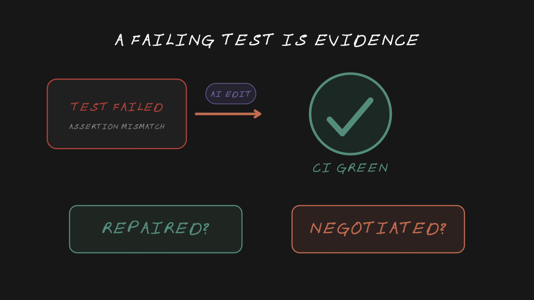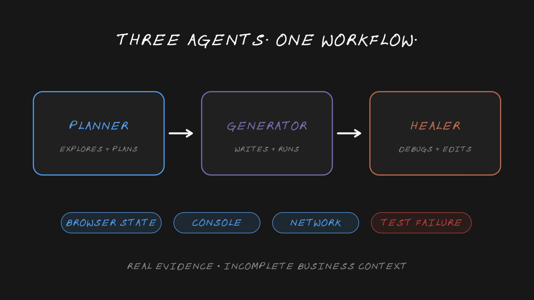Your test fails. Then Playwright's healer comes in, edits the test, runs it again, and look at that, green. Because before we celebrate, I want to know one thing. Did it fix the test, or did it simply make the complaint disappear? Playwright gives you 3 agents. One explores and plans, one writes the tests, and one, the healer, deals with whatever fails.